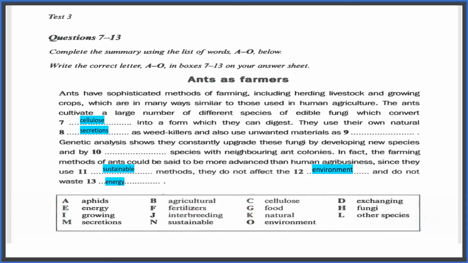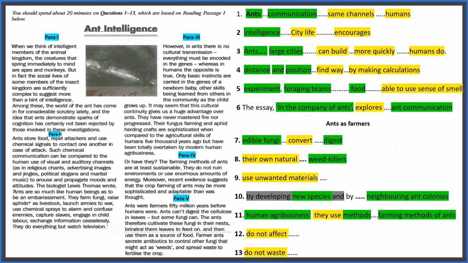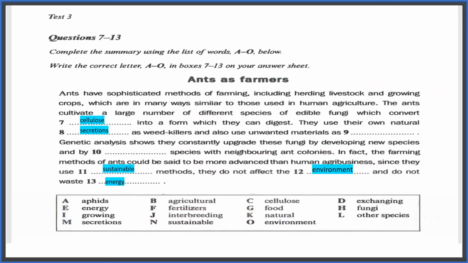The last sentence of para 5 says, farmer ants secrete antibiotics to control other fungi that might act as weeds. So they secrete antibiotics means they use their secretions as weed killers. And they also use unwanted materials, that is their waste, to fertilize the crops. That means these unwanted materials are used as fertilizers. Thus, option C fits blank 7. Option M, that is secretions, fits the blank 8. And finally, option F, that is fertilizers, fits the blank 9.